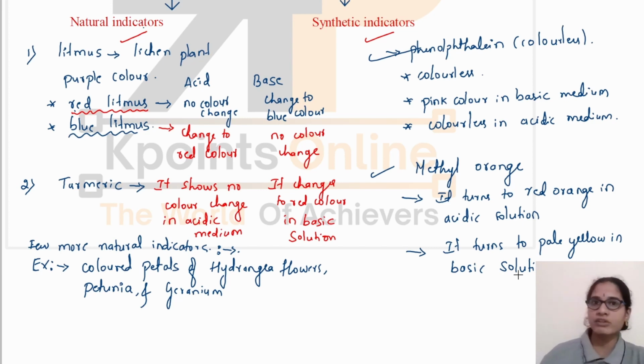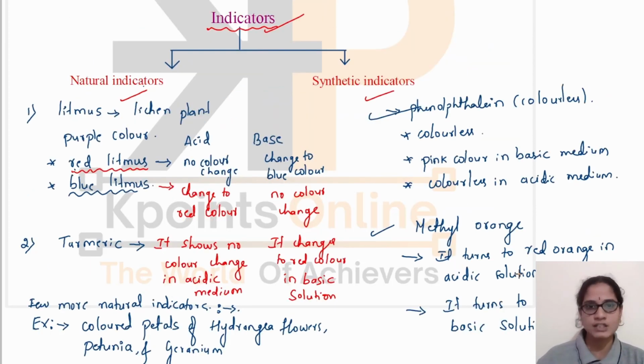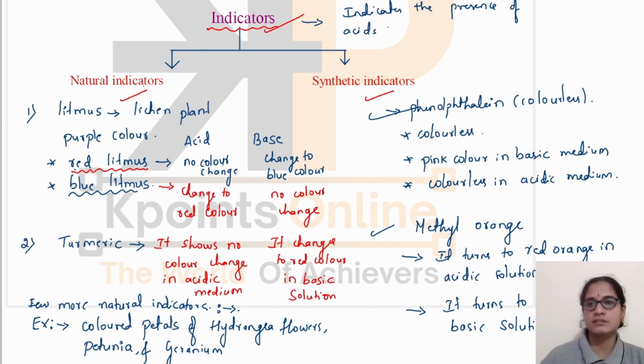So how do you define indicators then? Indicators are the substances which indicate the presence of acids or bases by change in color. This indicates the presence of acids or bases by showing change in color.